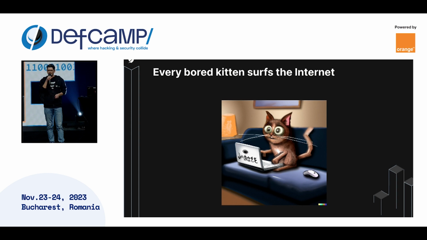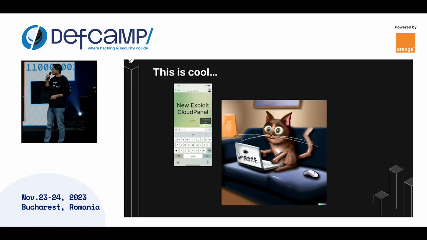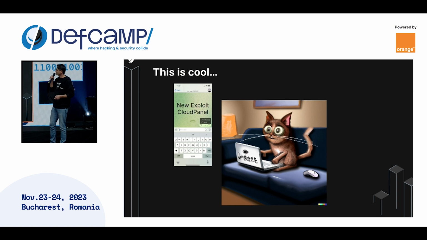It all began on a warm summer day when our kitten, who is the main character of this talk, was bored to death. So what does every bored kitten do? It scrolls the internet and sees what's new. At some point on its Telegram channel, it found out about a fresh new exploit, which affected the software called CloudPanel, and which allowed everybody to gain a shell on the server with root access very easily. And now what does this kitten do?